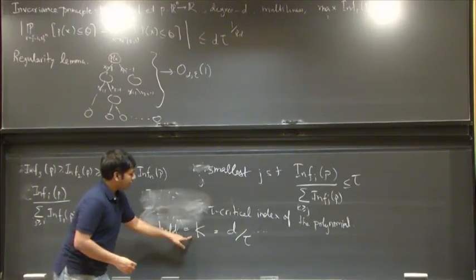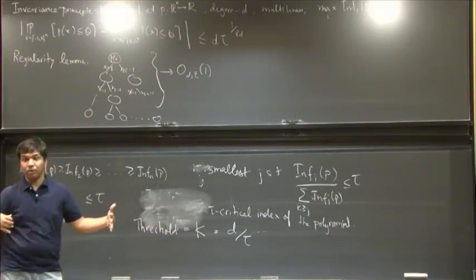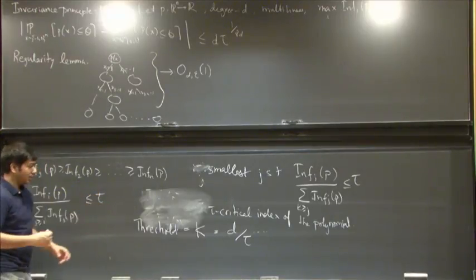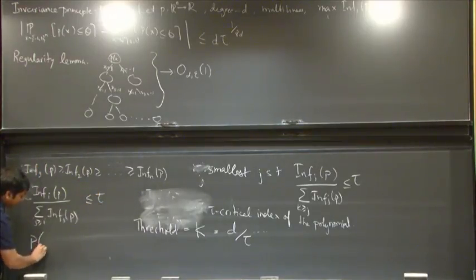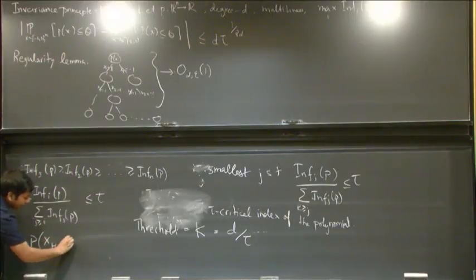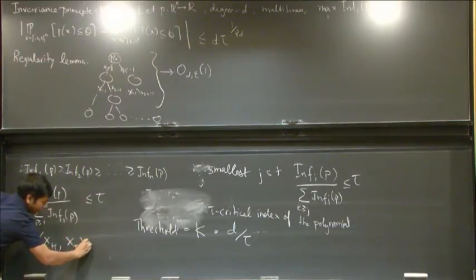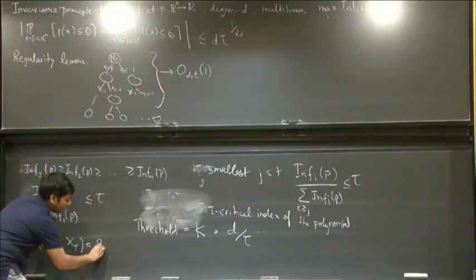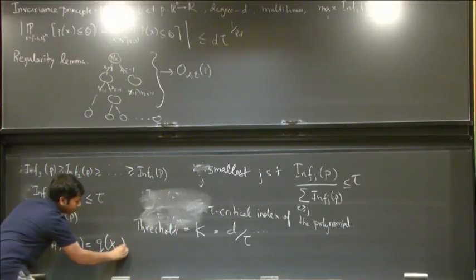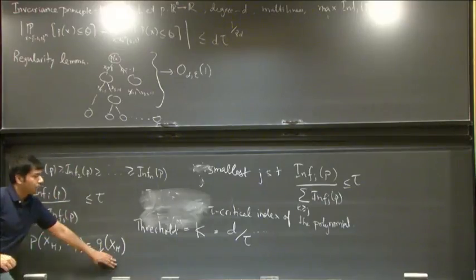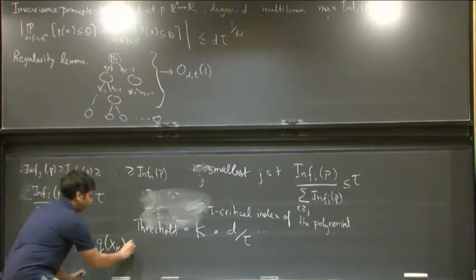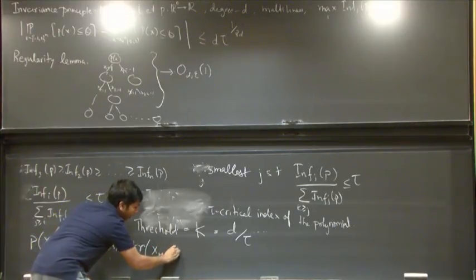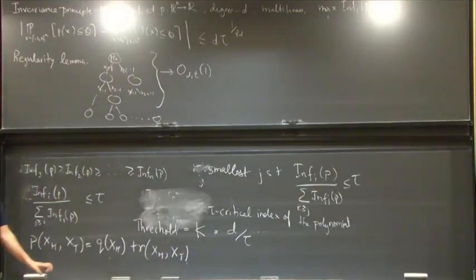Call these variables x1 to xk the head variables, and all variables beyond it the tail variables. I split the polynomial's variables into x head and x tail, and then the polynomial is of the form q of x head, the part of the polynomial which just depends on the head variables, plus the part which depends on both the head variables and the tail variables.